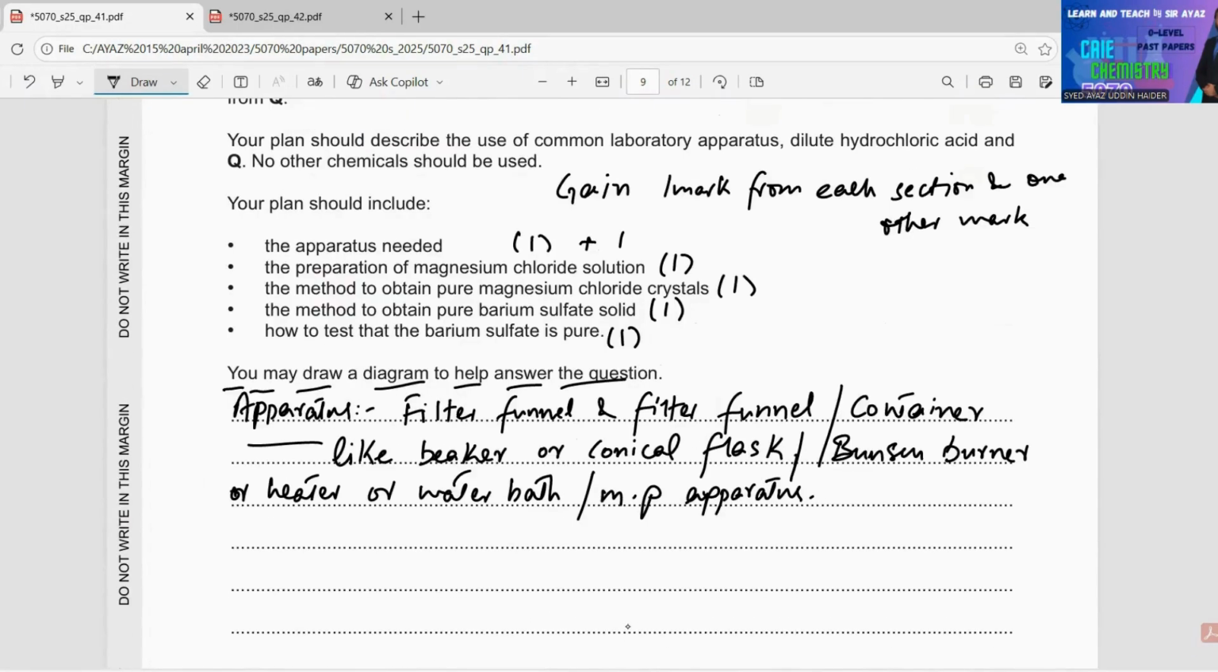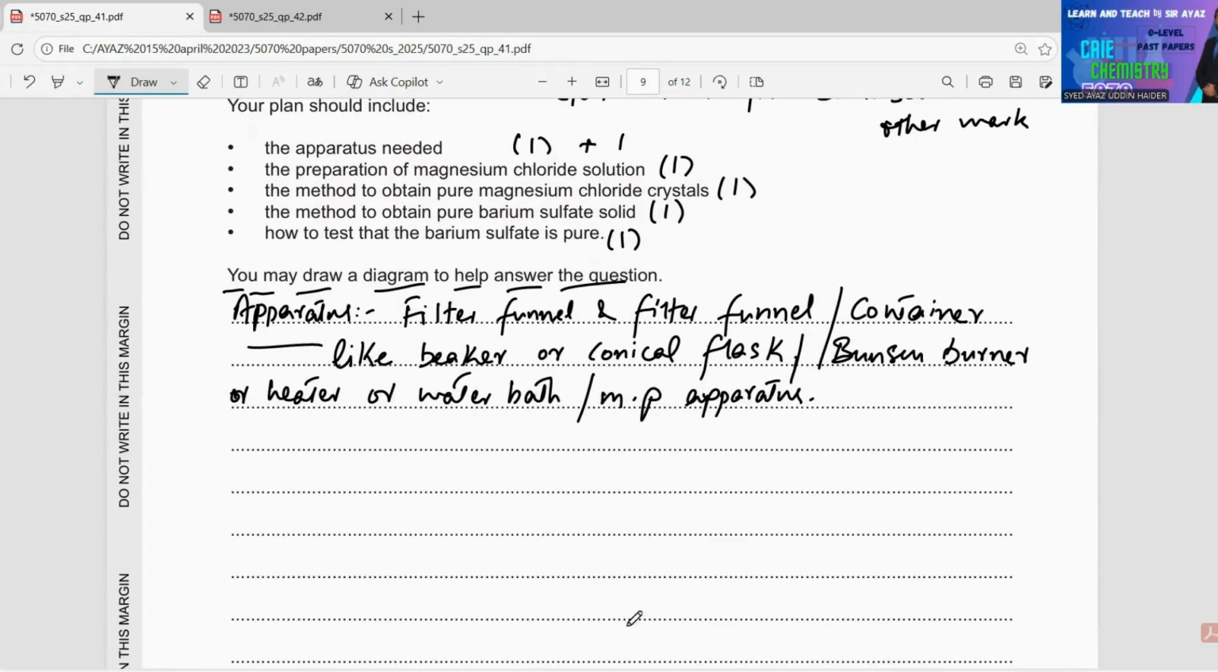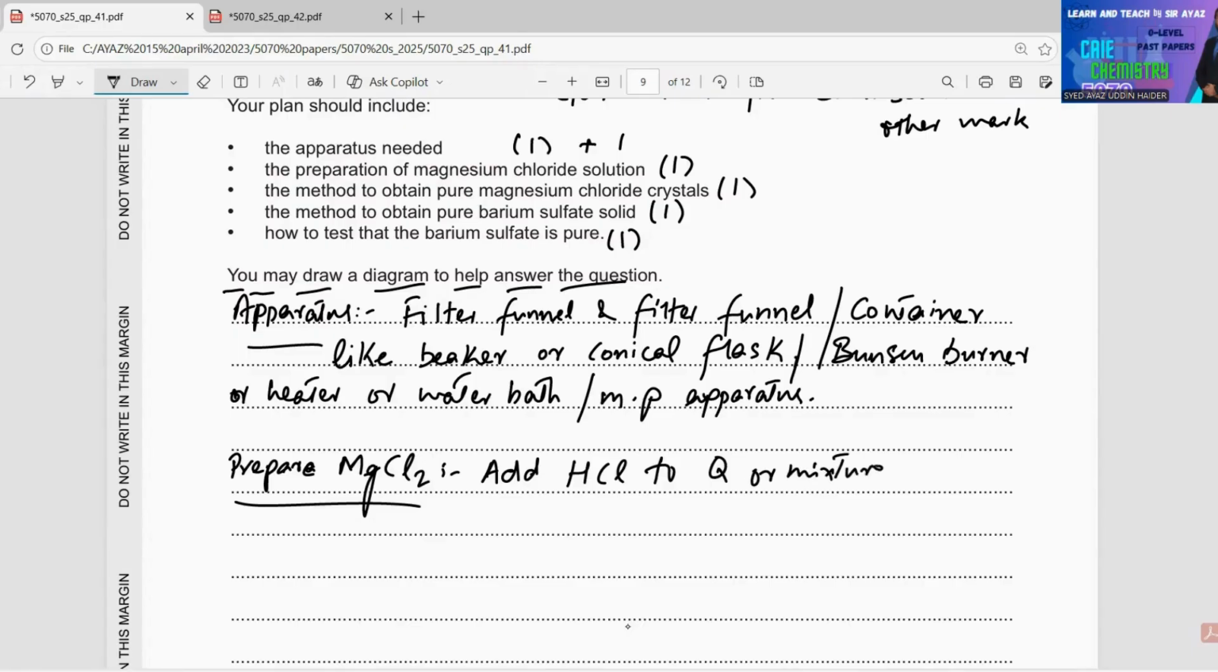For the next 4 marks, how are you going to do the preparation of magnesium chloride solution? How are you going to prepare MgCl2, or magnesium chloride solution? You have to add HCl to Q. To Q, you can even write to the mixture. Mention excess acid used. You can even write excess acid is used.